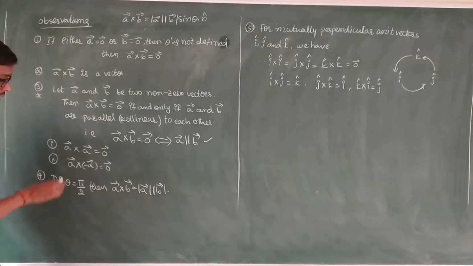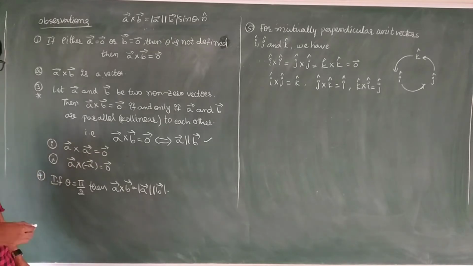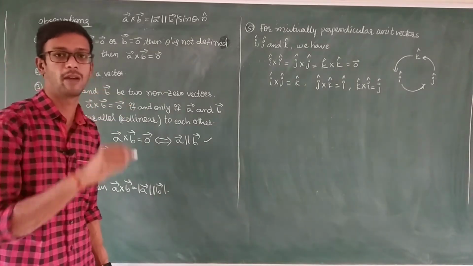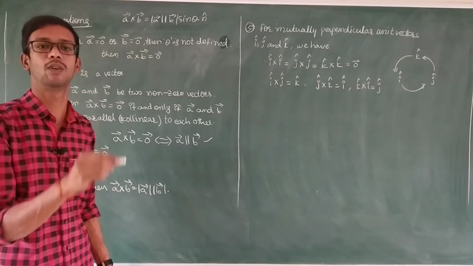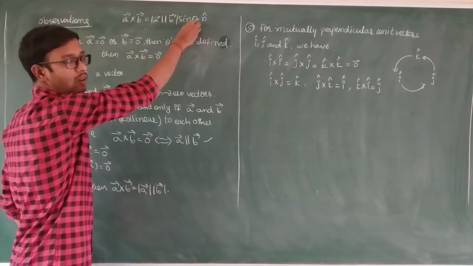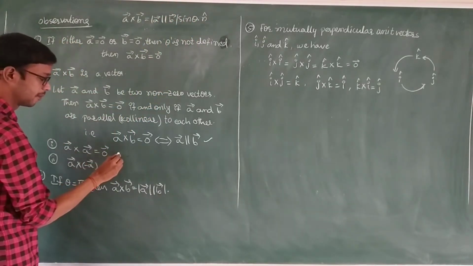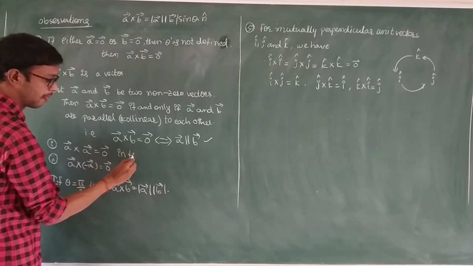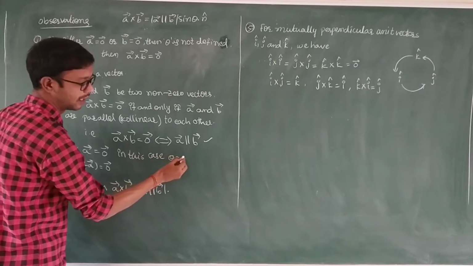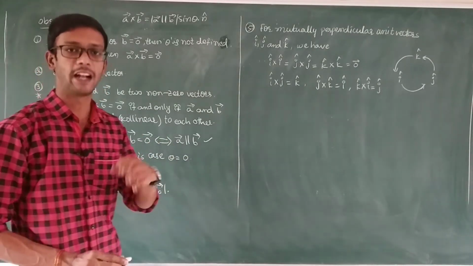Next, some more sub points. A bar cross A bar is equal to 0 vector. Why, sir? From A bar to A bar, how much angle will be there? From A to A, the angle is 0. So sin theta is equal to 0, so the total will be 0 vector. In this case theta is 0, because there is no angle between A and A.